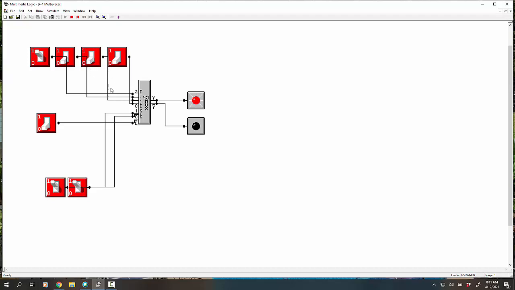So a 4-to-1 multiplexer means I'm going to have 4 inputs. I must address which input here that I want to pass through to the Y output.